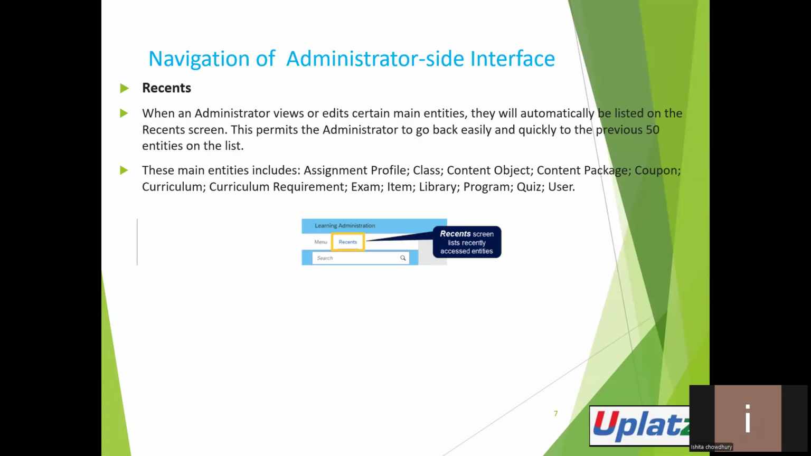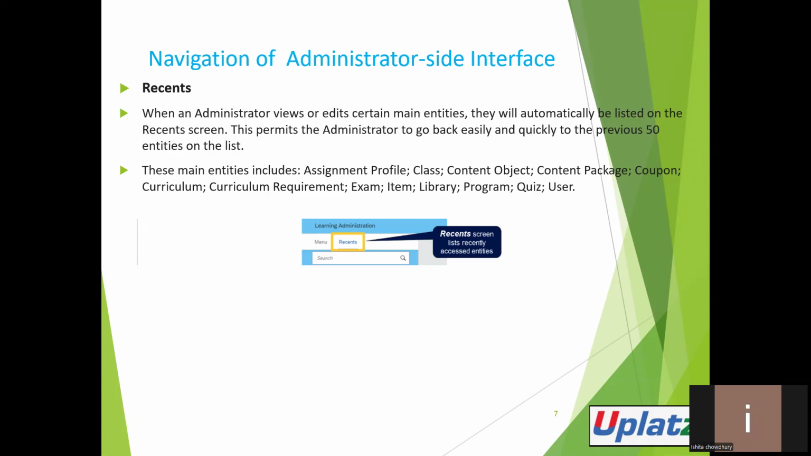So when an administrator views or edits certain entities, suppose we have opened an assignment profile, which is an automated job process. We have viewed or reviewed something, we have updated, maybe modified or added, deleted something in that particular assignment profile. So where will we see the log? Under the recent section, you will be able to see the assignment profile, right? You don't need to go back again to the entire assignment profile and search for that particular assignment profile, right?